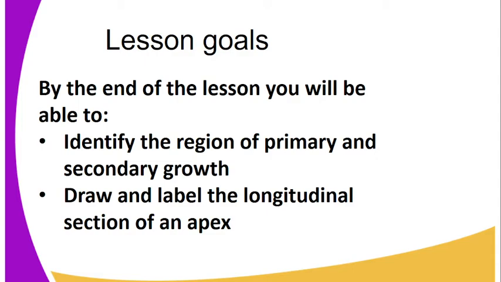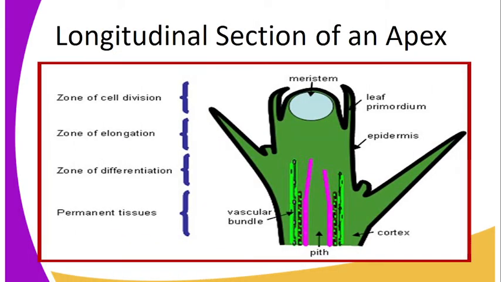By the end of the lesson, you will be able to, number one, identify the region of primary and secondary growth, and number two, draw and label the longitudinal section of an apex. So this is the longitudinal section of an apex.